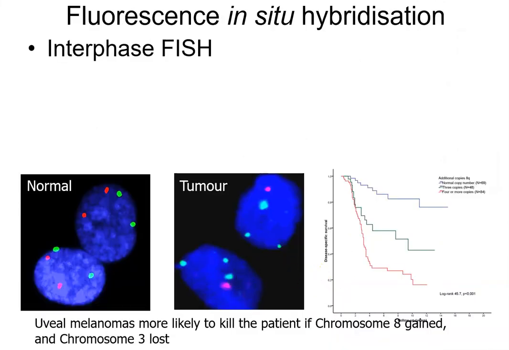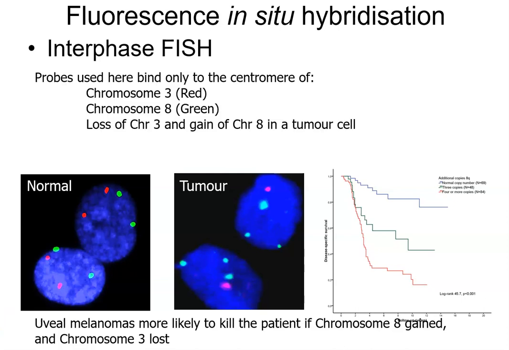So that previous slide was chronic myeloid leukemia, and this is from a solid tumour, again uveal melanoma. And these have been analysed by fluorescence in situ hybridization for chromosome 3 and chromosome 8. Now, the interesting thing about this particular tumour type is the chromosome 3 and 8 status determines whether the patients are likely to live or likely to die after they've had surgery.